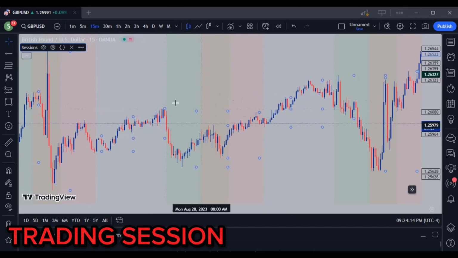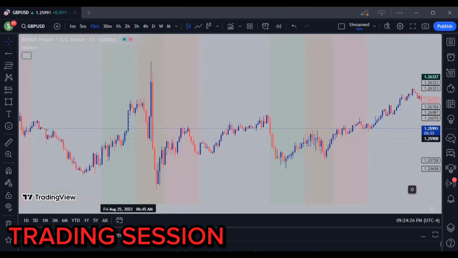Once you set it like this, you see that there is a difference. Taking a look at the chart, you see that during all of this Asian session, the market tends to move in a range. It tends to make this range, and all the candle bodies are very, very tiny and small.